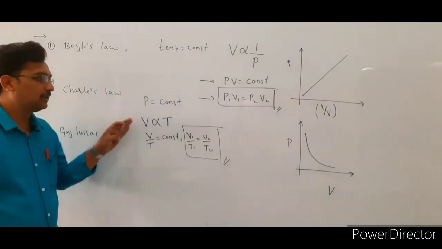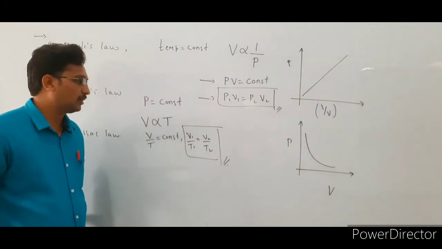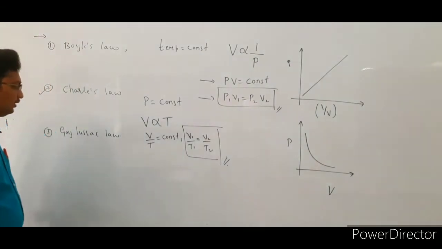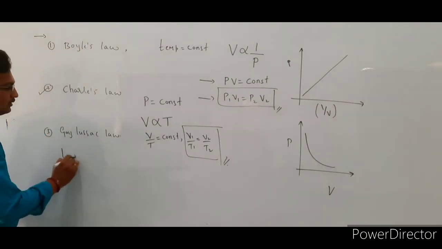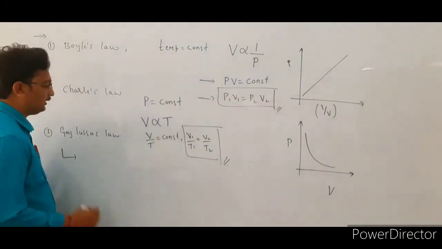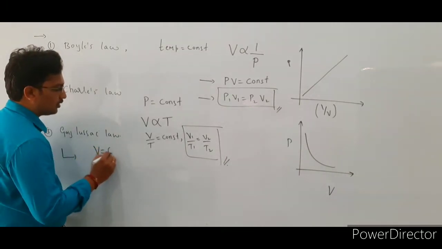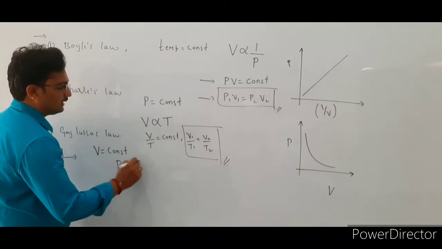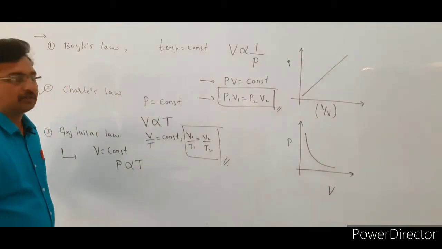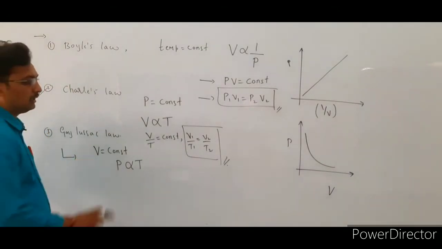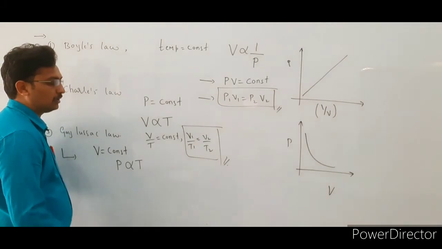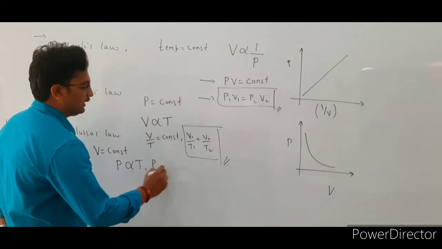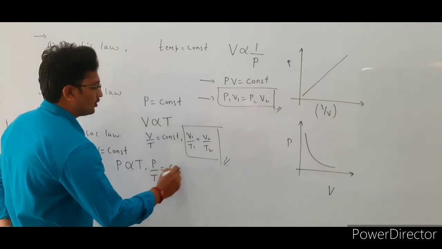At a constant pressure, the volume of a given mass of a gas is directly proportional to temperature. Then V by T is equal to constant. And the next one, Gay-Lussac's law. Here, at a constant volume, the pressure of a given mass of a gas is directly proportional to temperature. To remove this proportionality, we use the extra term, that is P by T is equal to constant.